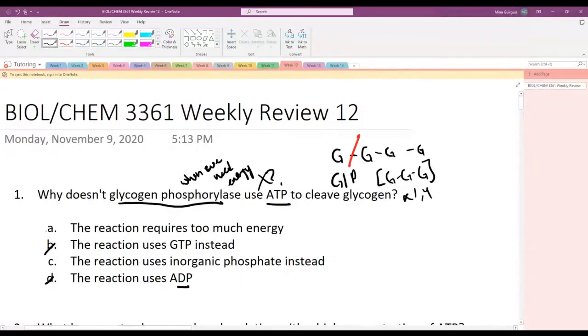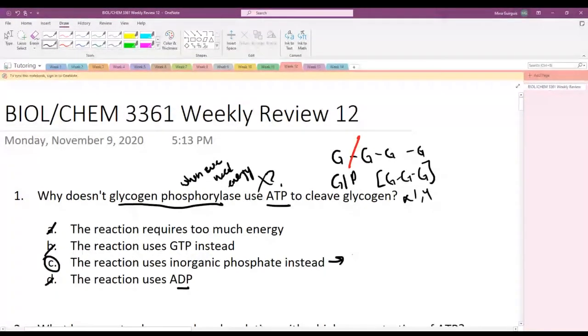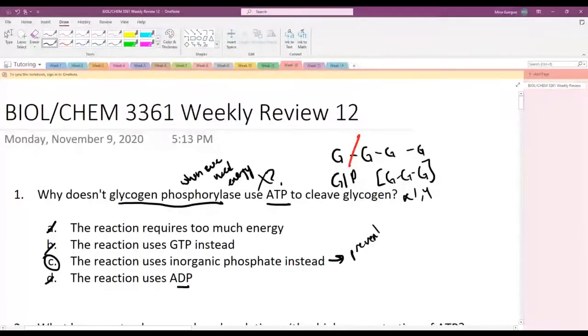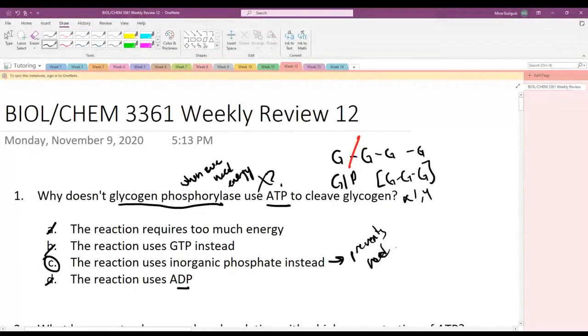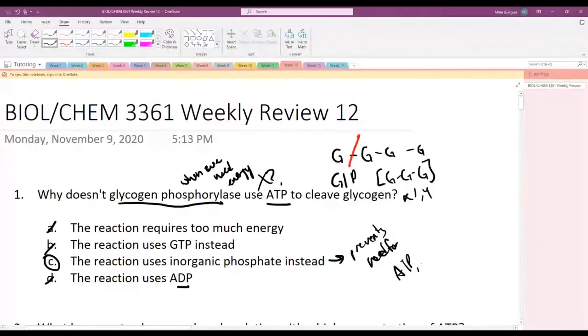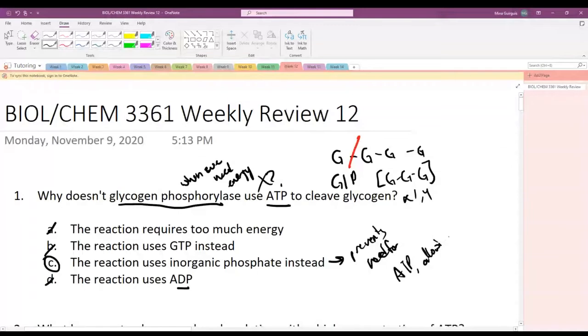And then finally, the reaction itself doesn't require that much energy because, interestingly, it uses inorganic phosphate. Okay, so this prevents the need for ATP, allowing us to preserve energy.